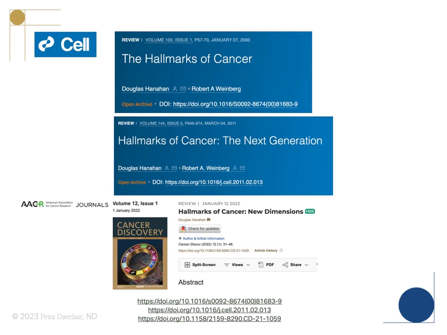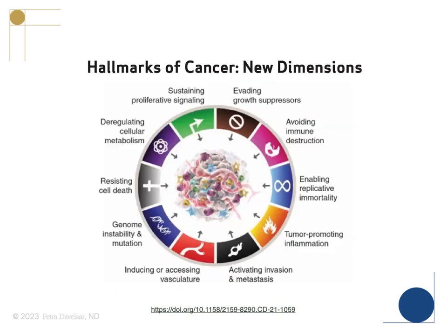A well-known series of papers that have attempted to create an organizing principle for rationalizing the complexities of neoplastic disease, in the author's own words, are the hallmarks of cancer review papers. There are now 3 in the series, and they have over 100,000 citations altogether. The first paper was published in 2000. The second update, entitled Hallmarks of Cancer: New Dimensions, was published in 2022.